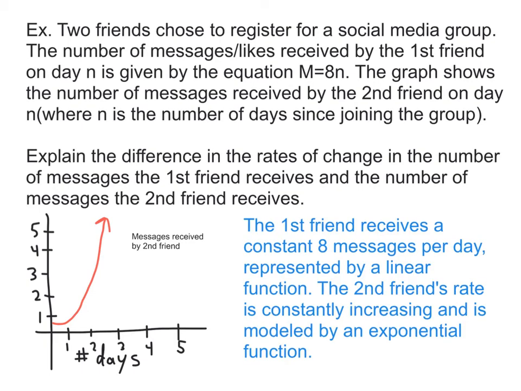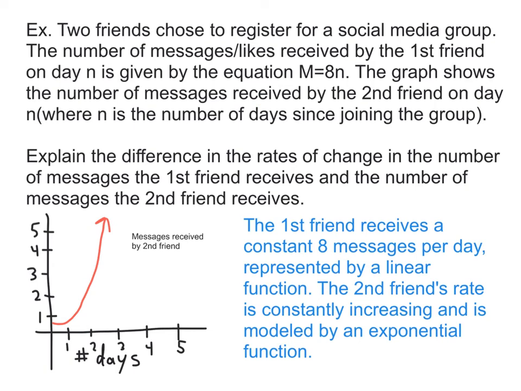Okay, so as I added here in blue text, the first friend receives a constant 8 messages per day. That's what this equation is standing for, 8 times whatever day it is. They're constantly getting that. So it is a linear function. Actually, it's going to be real steep on this graph. And it's a linear function because that's exactly what this equation is.